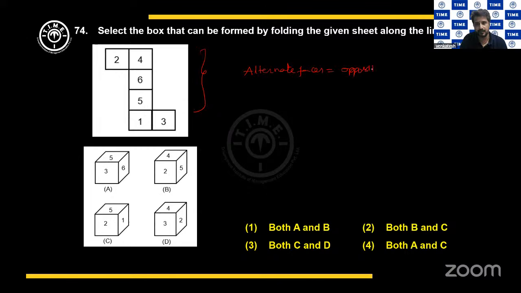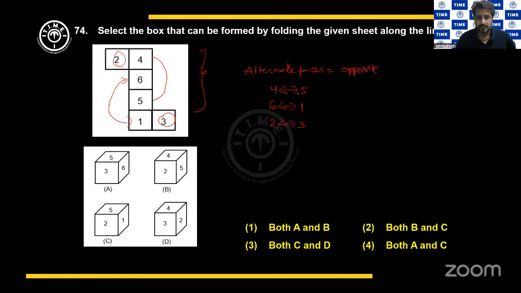Alternate faces are opposite. It means 4 and 5 are opposite. 6 and 1 are opposite. Then automatically the remaining 2 and 3 will be opposite. Alternate faces are opposite all the time.